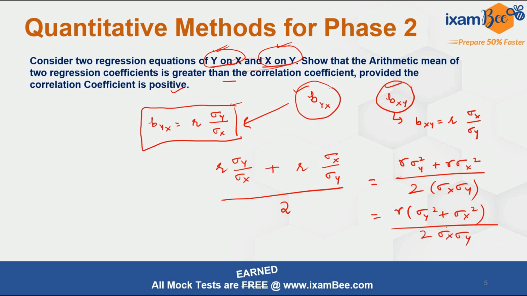Now I know that standard deviation has to be positive. This term is positive, this term is positive, and this complete term is positive, right? Because this is the square. So everything here is greater than 0. So that means this whole complete term has to be greater than r, right? Because this is r times something positive. So this has to be greater than r if r is positive. But if r is negative, then obviously it will be less than r, right?